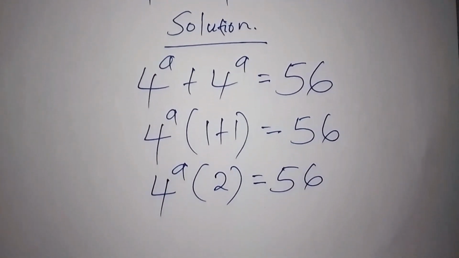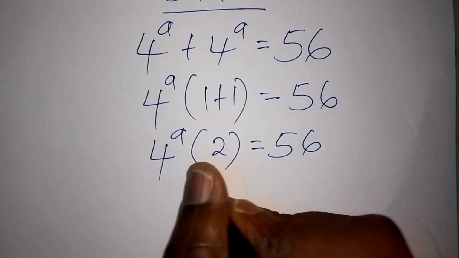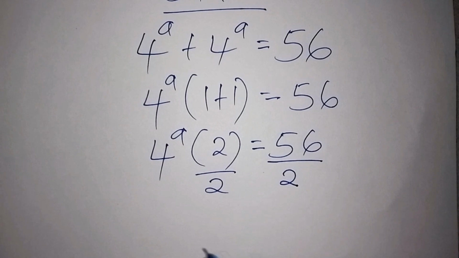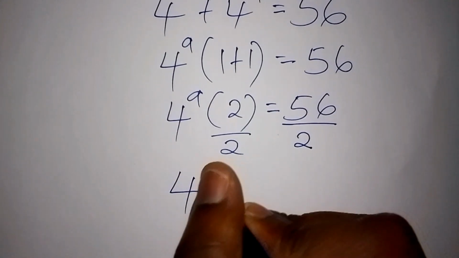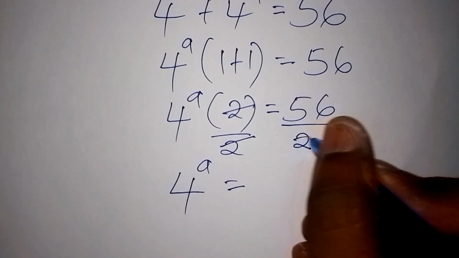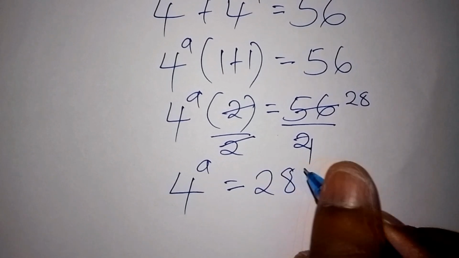So let's proceed. The next step now is to divide both sides by 2. So here, divide by 2, this side also divide by 2. We are dividing both sides so that we shall remain with 4 to the power of a. So 4 to the power of a, such that 2 by 2 shall have cancelled, is equal to, 2 into 56, 28, is equal to 28.